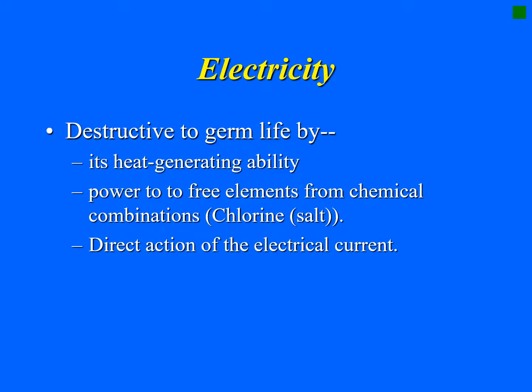So, we talked about electricity a little bit when we looked at pasteurization. Basically, it's destructive to germ life because of the ability of electricity to create heat. The problem can be, though, it can free elements from chemical combinations. Sometimes that's good, sometimes that's bad. In the case of chlorine, that's not a good thing. Now you've got chlorine gas that's present. So again, it's the direct action of that electrical current that is really going to cause the heat generating ability to destroy organisms.